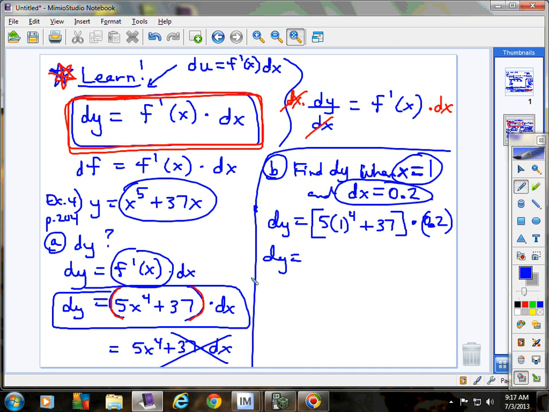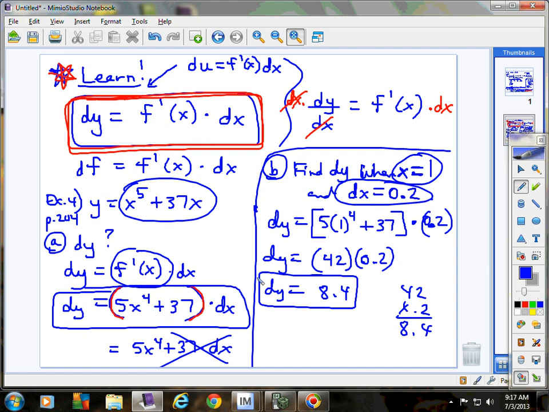Okay, so we just got a bunch of numbers, right? 1 to the 4th is 1, times 5 is 5. So I've got 5 plus 37, so that's 42 times 0.2, which is 8.4. So that's a numerical value for dy. So that's the formula, and that's the number that ties to it based on these given numbers. You may have a question about how to find the dy formula or how to find the dy value.